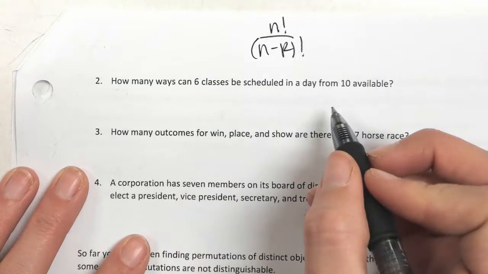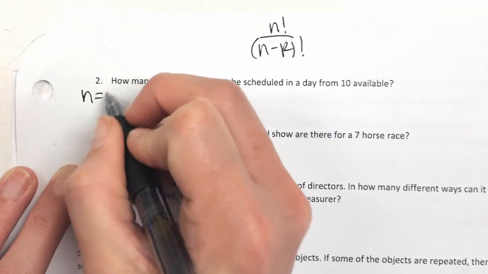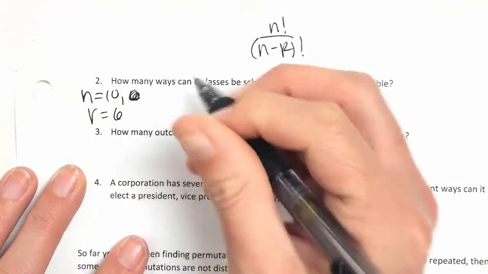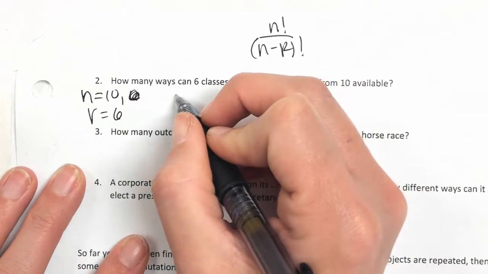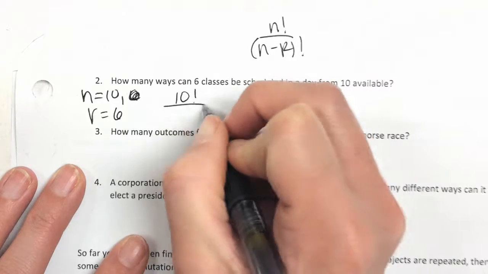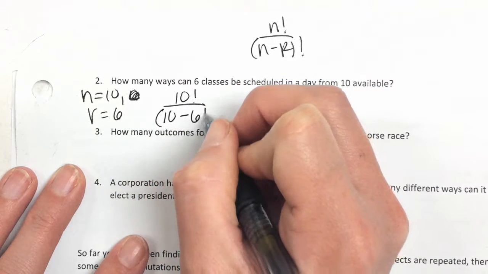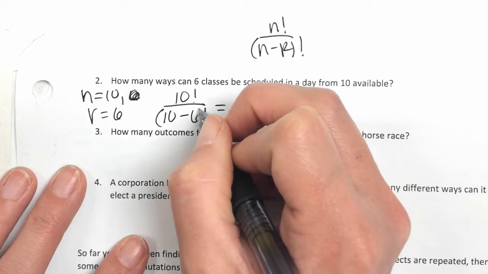Alright, what would be our N in this one? 10. And R? Good. So tell me how to set it up. 10 factorial over 10 minus 6. Good. Find this one on your own.